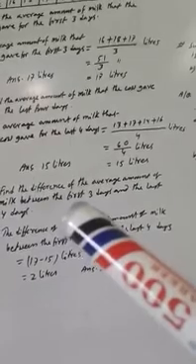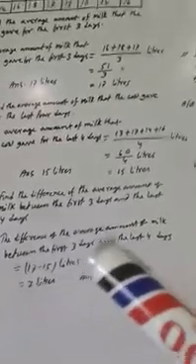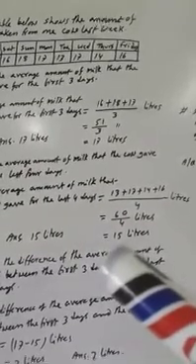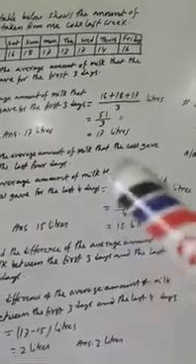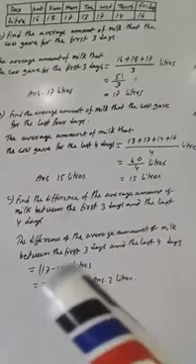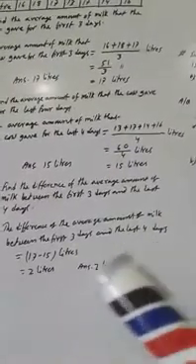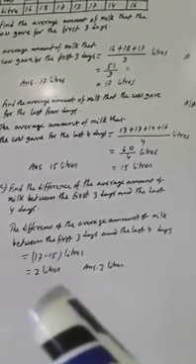Find the difference of the average amount of milk between the first 3 days and last 4 days. The first 3 days average amount was 17 and the last 4 days average amount was 15. We have to find the difference, so subtract 15 from 17. The difference is 17 minus 15, 2 liters. Answer.